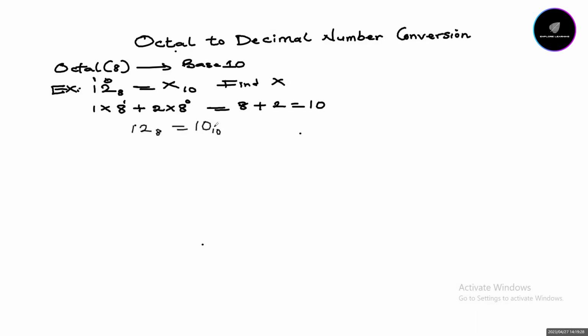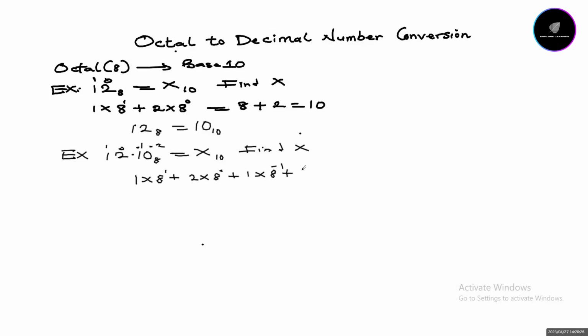Now let's consider another example where you have a decimal point. So in this case, all we need to do is determine the place value. So this is going to be 0, 1. And then for the digits after the decimal point, it's going to be minus 1, minus 2. So we're going to say 1 times 8 raised to the power 1 plus 2 times 8 raised to the power 0 plus 1 times 8 raised to the power minus 1 plus 0 times 8 raised to the power minus 2. So in this case, anything multiplied by 0 is going to give us 0.